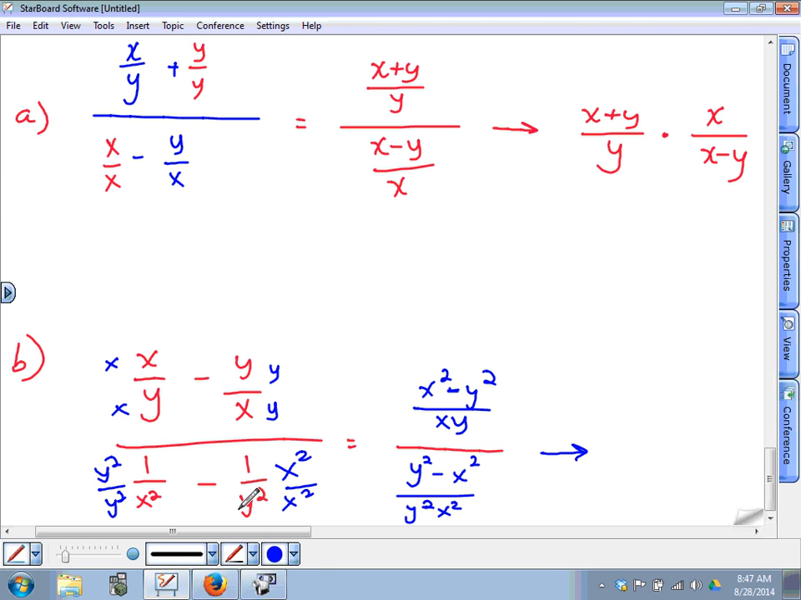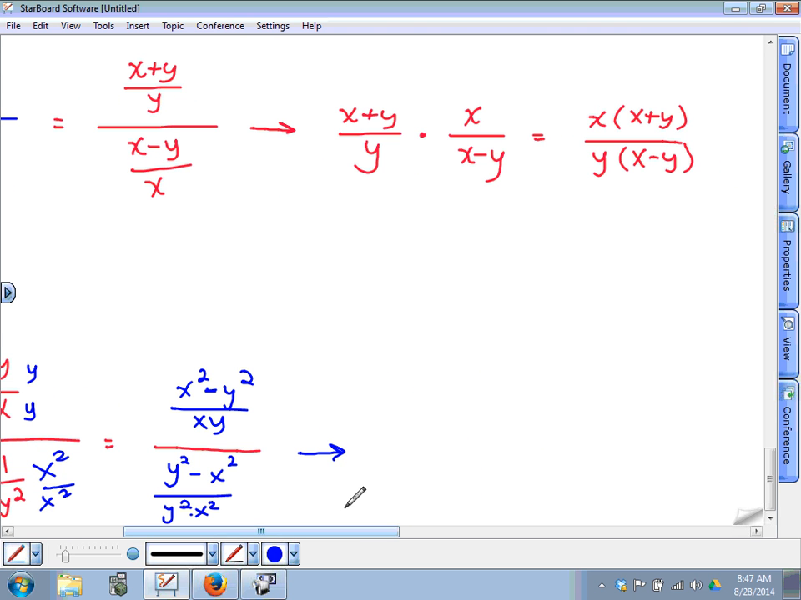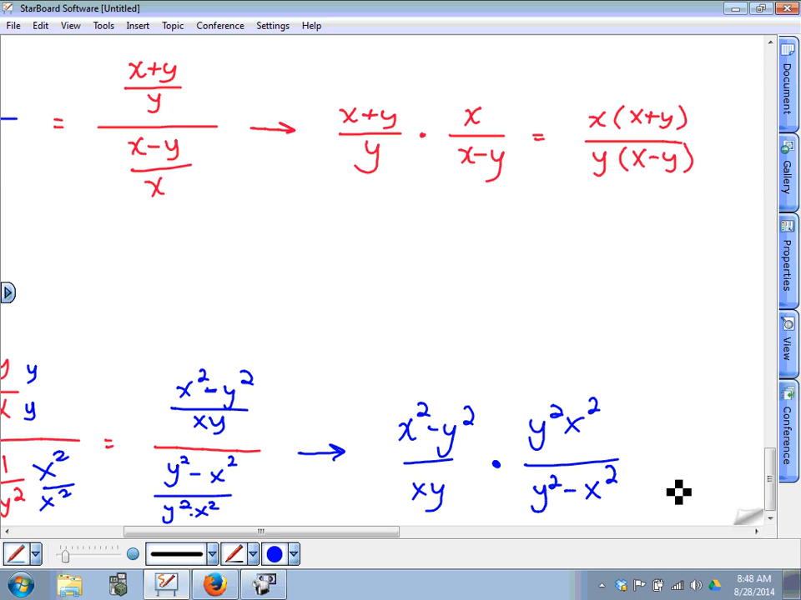Did you get it? Okay. That's all right. So this top fraction, nothing happens with the top fraction. X squared minus y squared over xy. But we do have to flip the bottom fraction here and change this to multiply. So multiply by y squared x squared over y squared minus x squared.